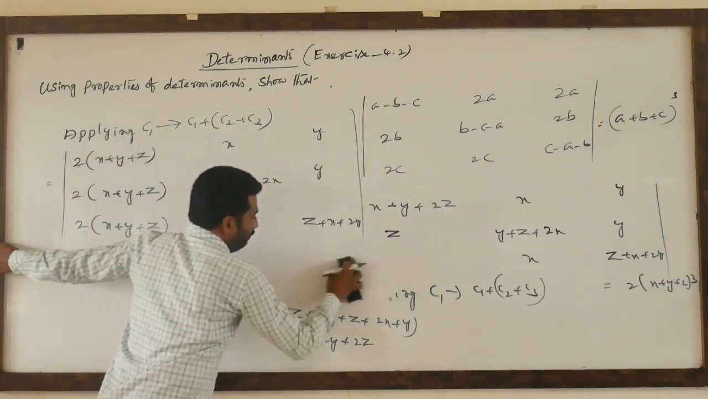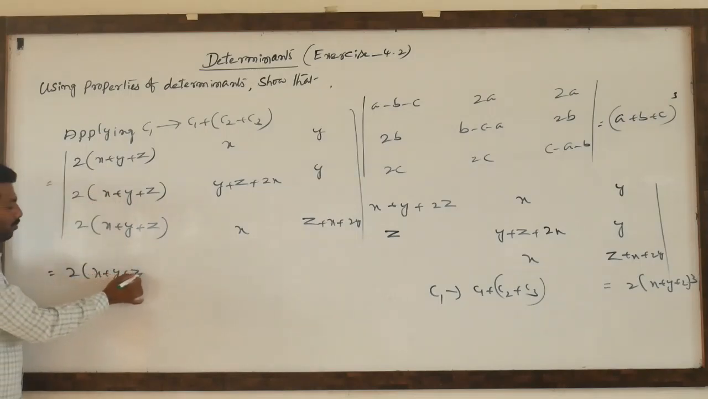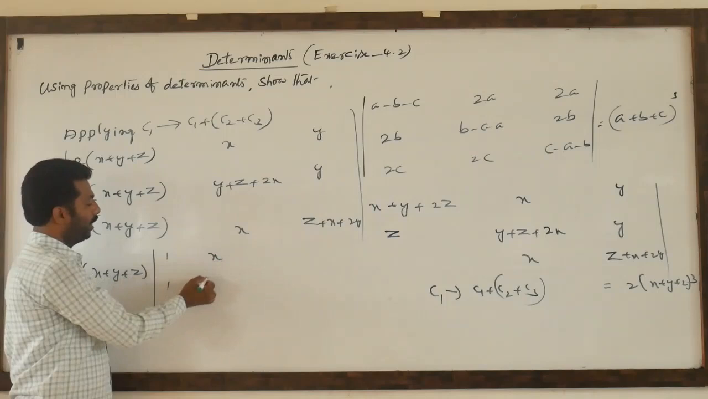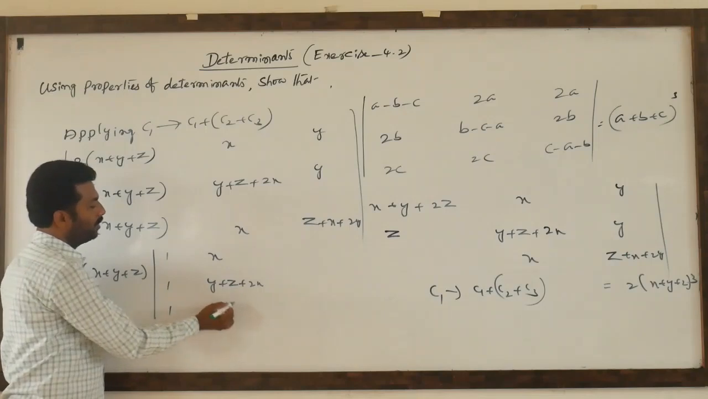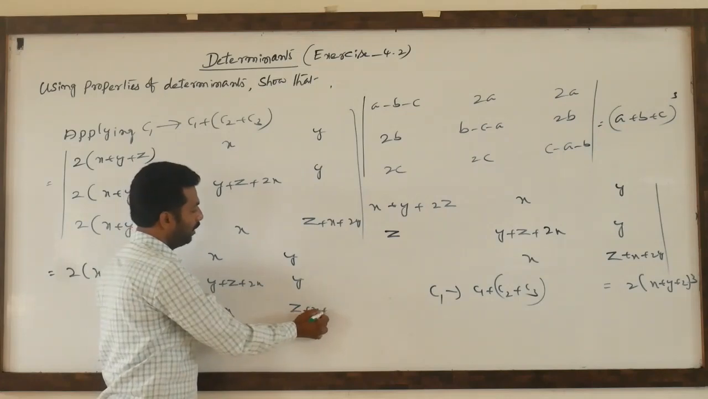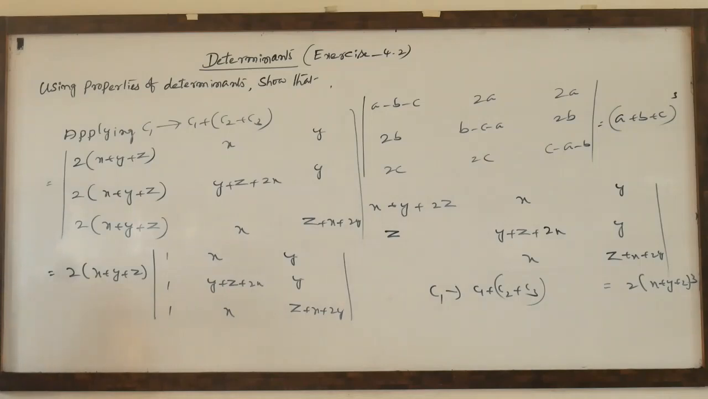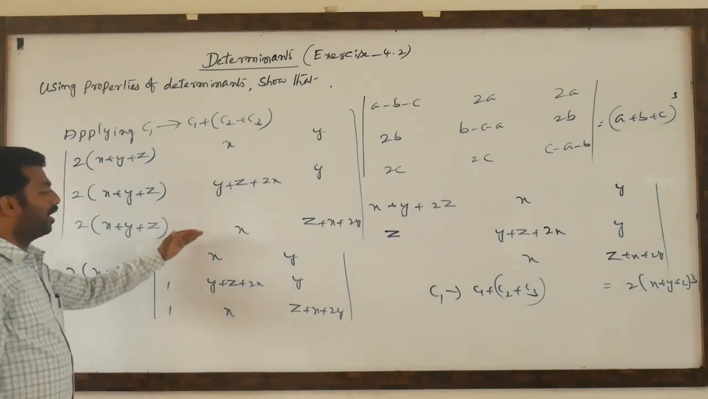So you observe, 2 into x plus y plus z, in the first column all the elements are the same, so we can take it out as common. So 2 into x plus y plus z taken common, the first column becomes 1. Then this is x, y plus z plus 2x, this is x, y, z plus x plus 2y. Now the same procedure you have to apply. Which procedure? The same: R2 minus R1, R3 minus R1.